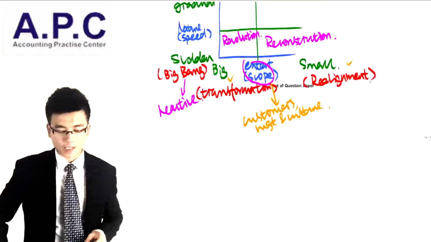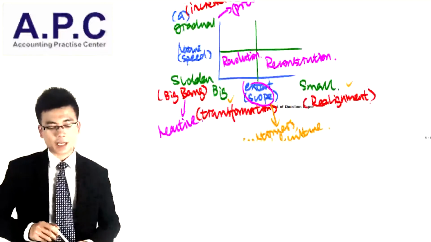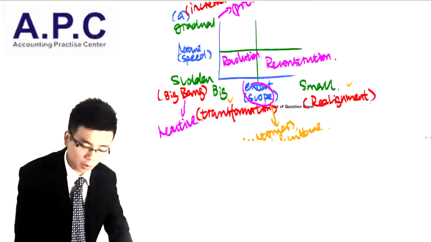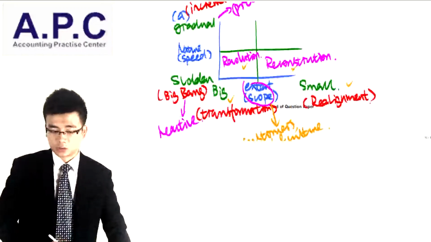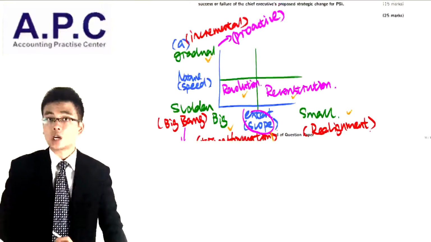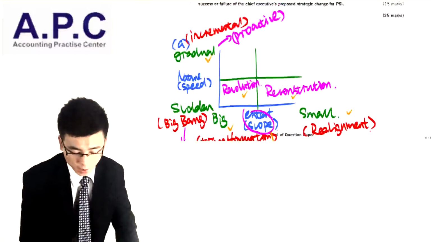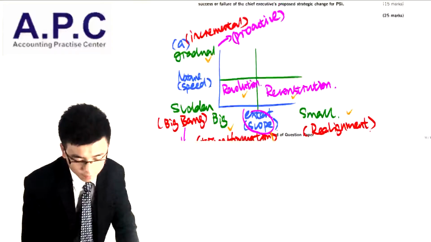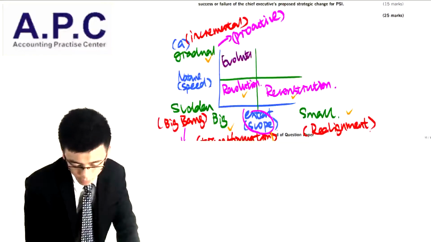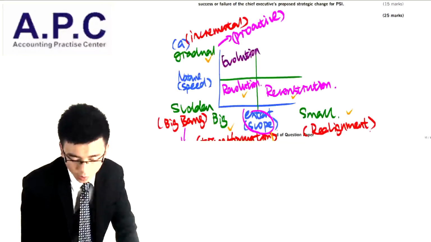So from that perspective, we can see here, if it is reactive, which is sudden change, if it is big, revolution, small, reconstruction, okay? But for the proactive change, which is the gradual change, if it is big, it is called evolution. If it is small, it's called adaptation.